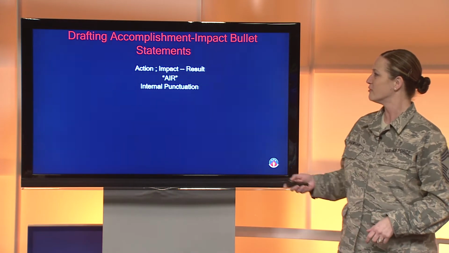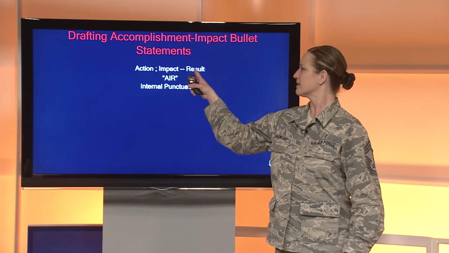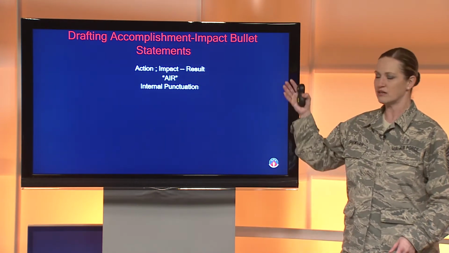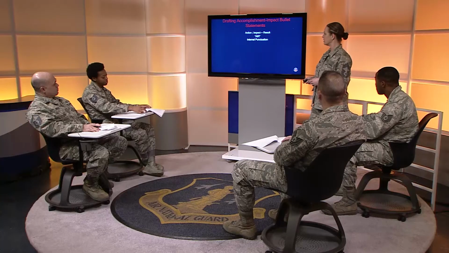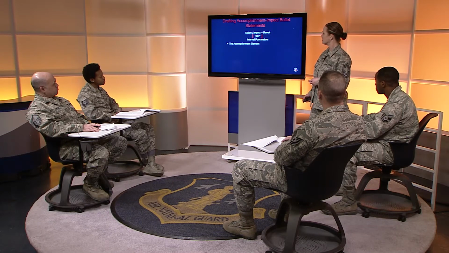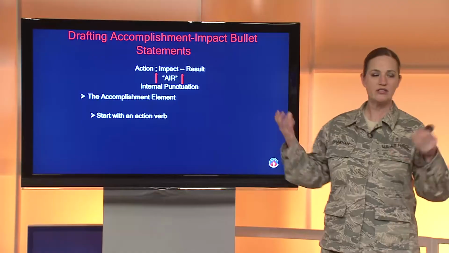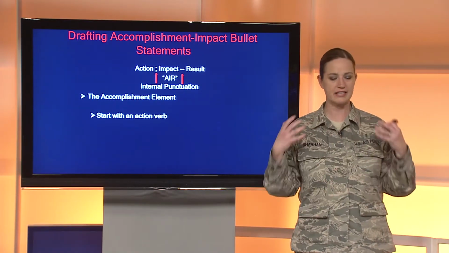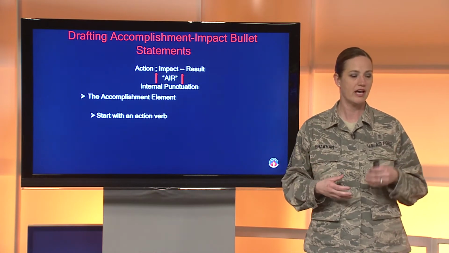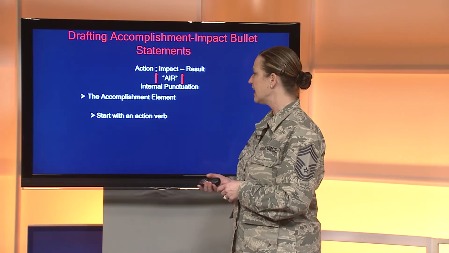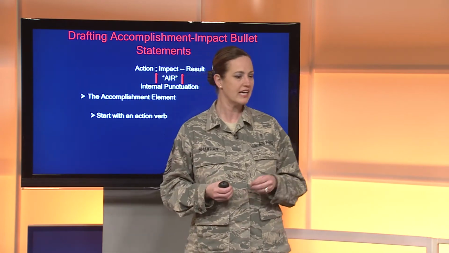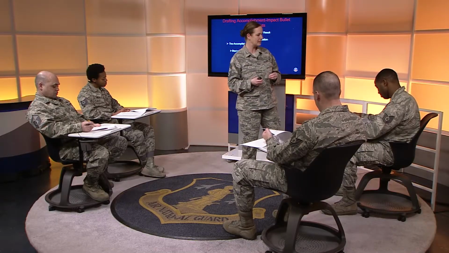So here we go. We've got our action, impact, and result. That is how we're going to build this accomplishment impact statement. That's the 3 parts that we talked about before. You have your internal punctuation. So you want to start with the action verb. It's kind of the easy game point of where we're going. And we've given you some examples there in your writing guide to use to get you started. The key thing about these action verbs is please make sure you know what they mean.